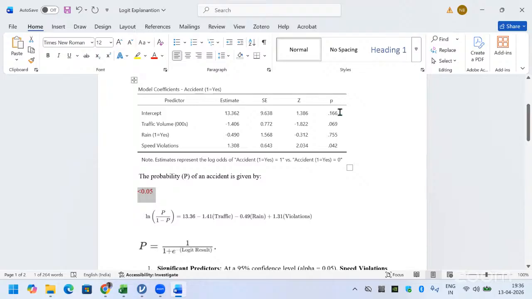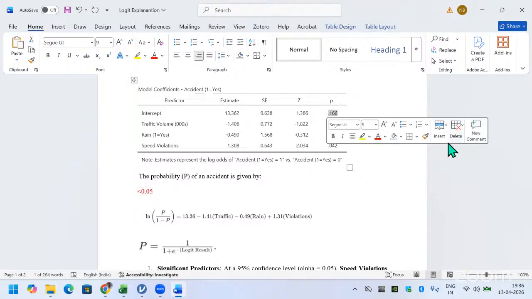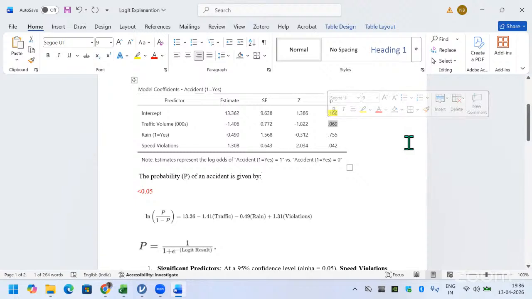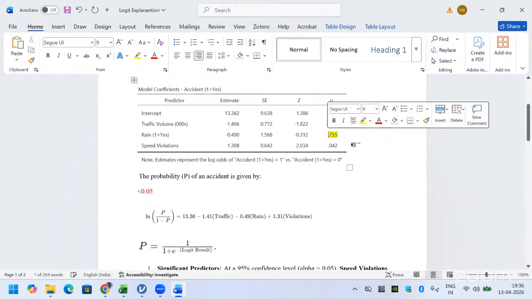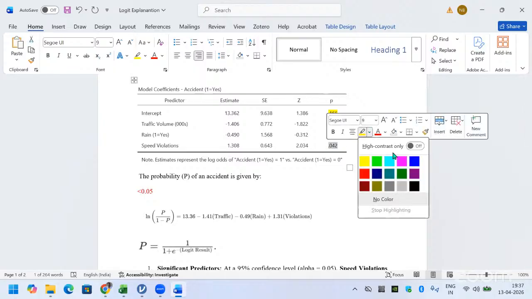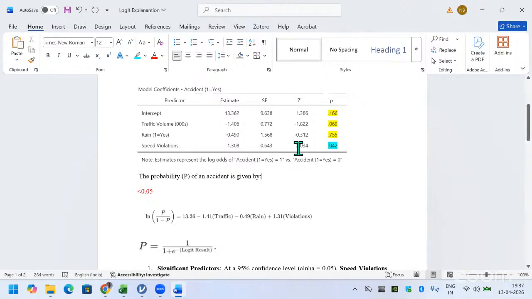So here we have to see the p values. Out of all these p values, is there any particular heading which has got less than 0.05? This is what we need to check. 0.166 is more than this, so it is not an impacting variable. 0.069 is slightly higher than 0.05, so this is also not impacting. 0.755 is way higher than 0.05, so this is also not impacting. And 0.042, so definitely this is an impacting variable, okay?